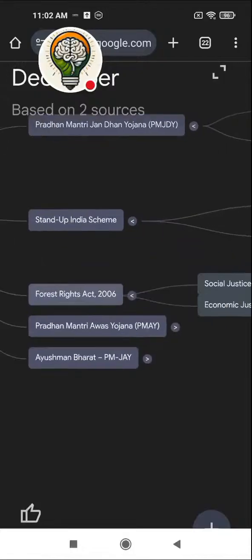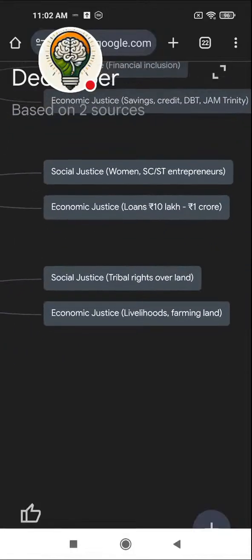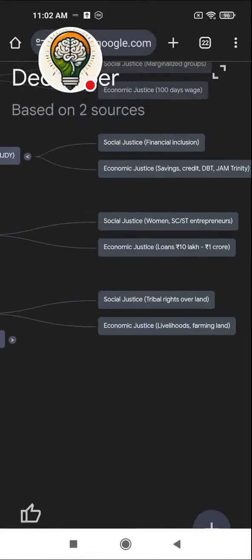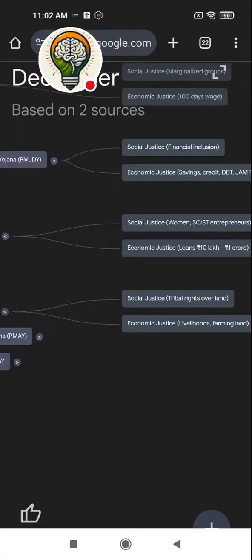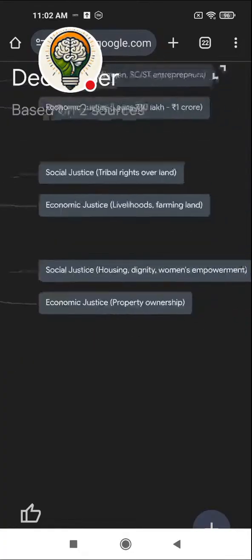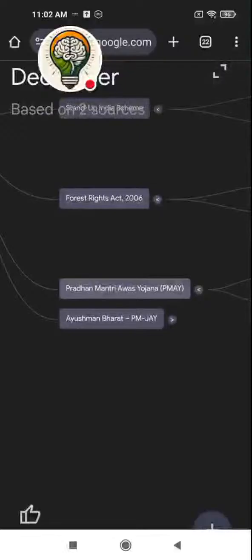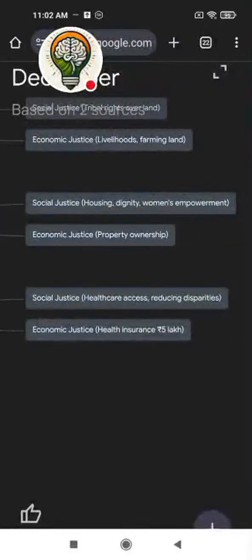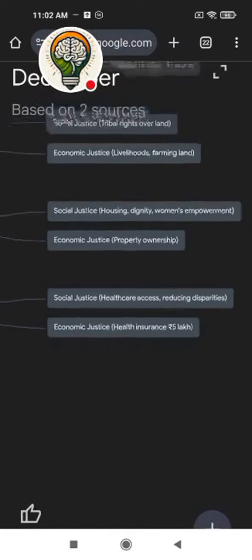Then the Forest Rights Act, social justice, tribals' rights over land, and economic justice, livelihood and farming. Then the Pradhan Mantri Awas Yojana, social justice, housing, dignity, women's empowerment, economic ownership. Then Ayushman Bharat PMJAY, social justice, healthcare access, reducing disparity, economic justice, health infrastructure, health insurance up to 5 lakh.